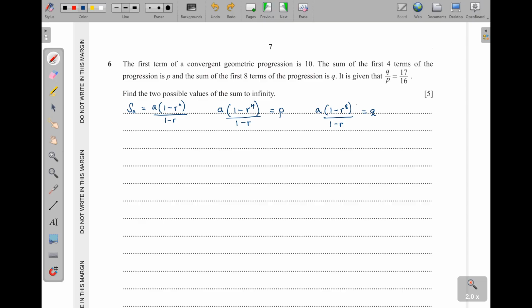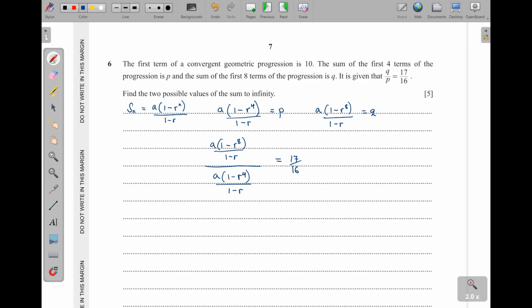So what is our Q? It is this one here, so I'll get a into 1 minus r to the power of 8, over 1 minus r, and then we shall divide by the P, which is a into 1 minus r to the power of 4, over 1 minus r. Then this will be equal to 17 over 16.